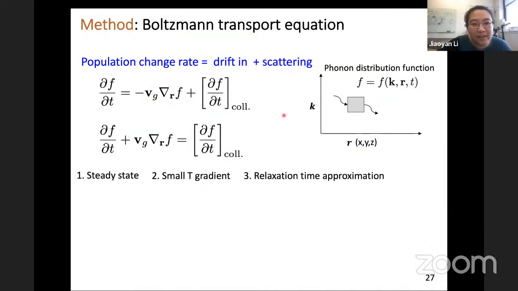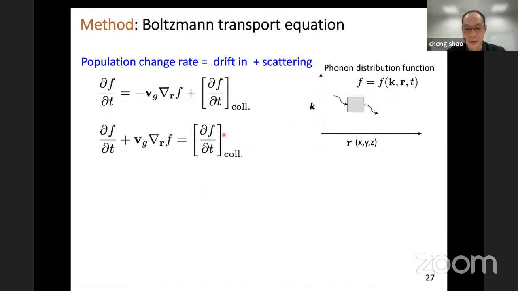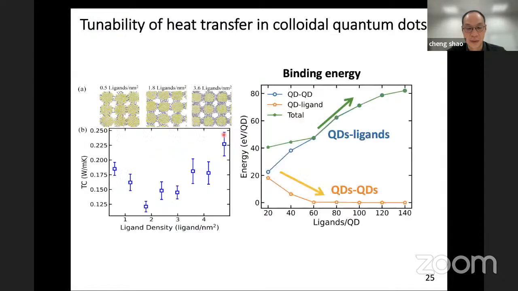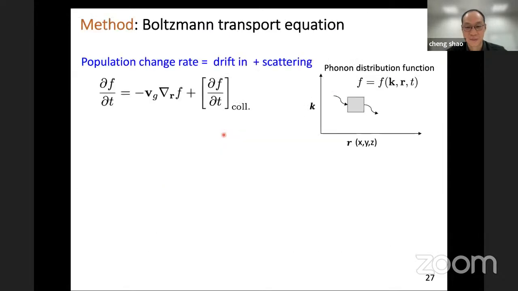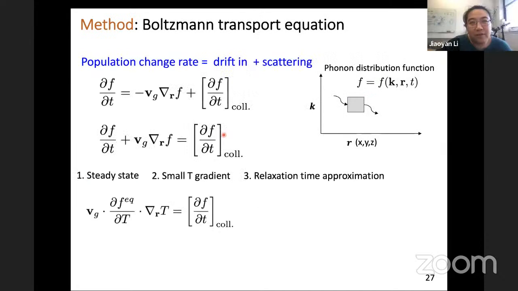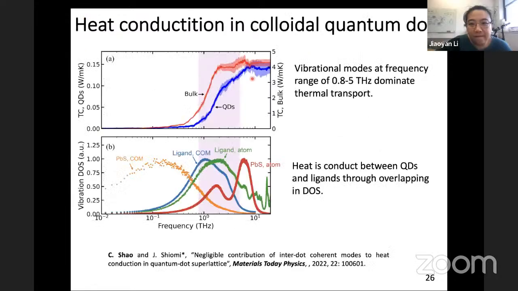Boltzmann transport, okay. Yeah. So if we treat that as a particle, and the f is the particle density at a different location and time. So the f is a function of the position, the wave vector, and the time. So it's basically, let me show you another one.